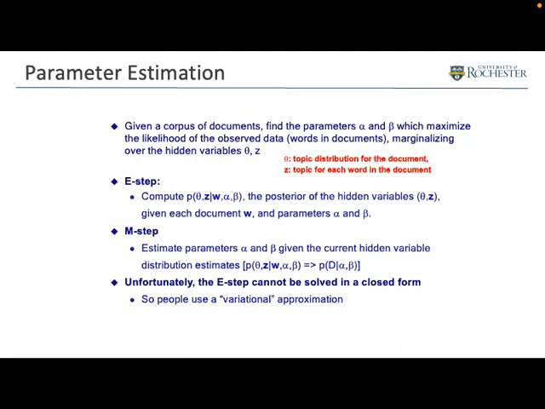So the whole procedure is like this: first, for the E step, we will compute the posterior P of theta and Z conditioned on each word W in the vocabulary and on beta, which is the posterior of the hidden variables theta and Z. And in the M step, we estimate the parameters alpha and beta, given the current hidden variable distribution. The problem with this is that the E step cannot be solved in closed form. So some people will say we can use a variational approximation.